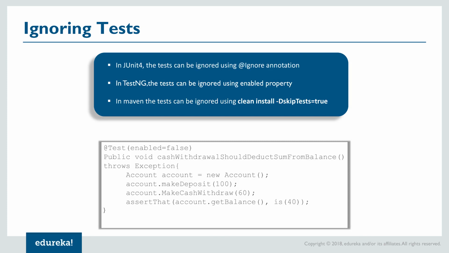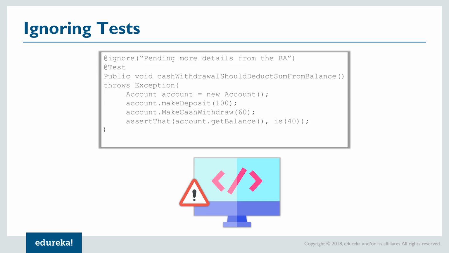In TestNG, the tests can be ignored using the enabled property. In Maven, the test cases can be ignored using clean install. It's not exactly visible, but if you see here, this is what you need to mention: clean install -DskipTests=true. That will tell Maven that the tests which are about to come should be ignored for now until told otherwise. This is an example of TestNG, and we can check out others as well. As you can see here, the first one, @Ignore, is for JUnit 4, and that is how you ignore tests in JUnit.